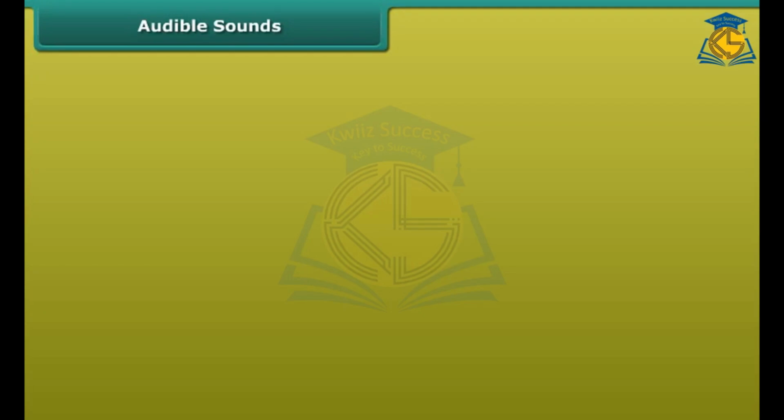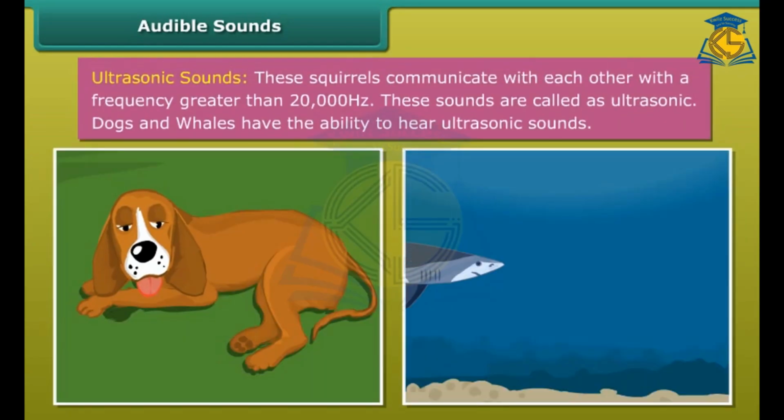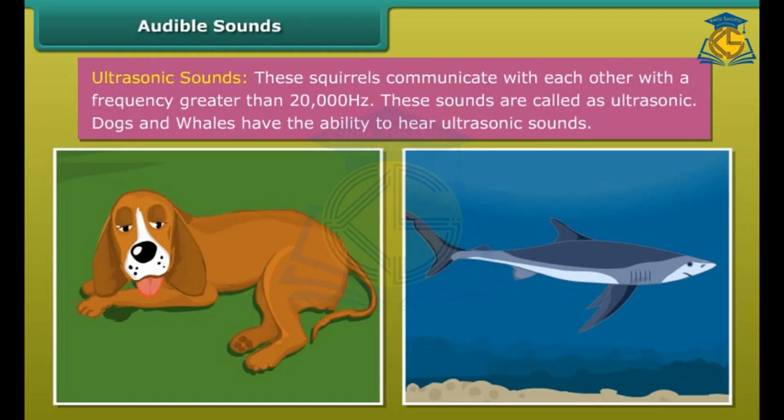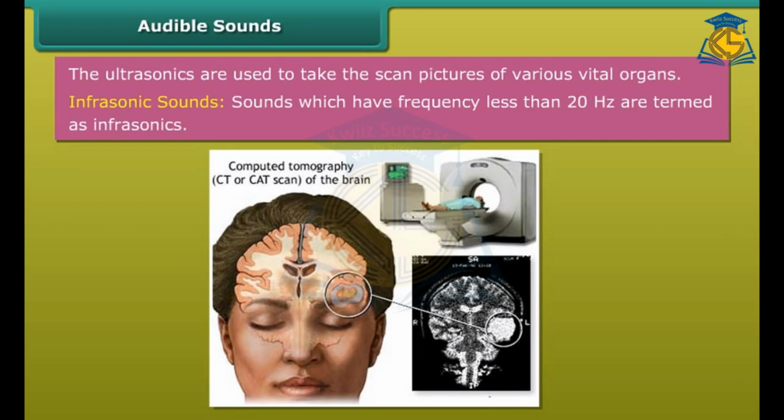Audible sounds. Sounds which we can hear is about 20 Hz to 20,000 Hz. These sounds are called audible sounds. Ultrasonic sounds. These squirrels communicate with each other with a frequency greater than 20,000 Hz. These sounds are called ultrasonic. Dogs, whales have the ability to hear ultrasonic sounds. The ultrasonics are used to take the scan pictures of various vital organs.